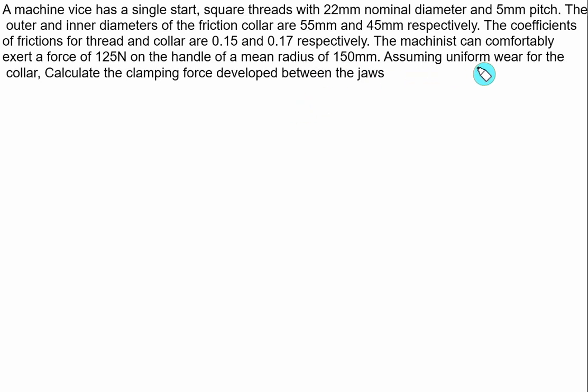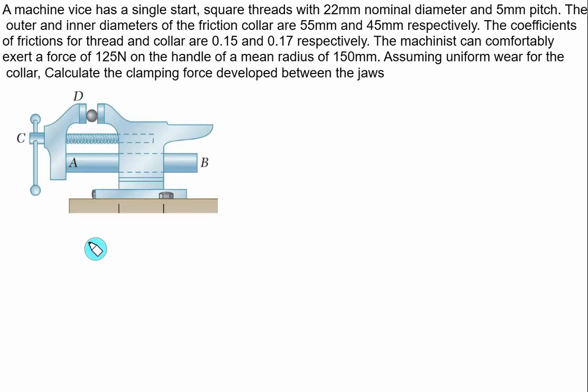Assuming uniform wear for the collar, you have to take the value of mean radius of collar as (R1 + R2) / 2. This figure represents here the machinist vise. Here we have a movable jaw. T is rigidly attached to the tongue. A and B is called the tongue, and this tongue is loosely fitted into the fixed body.